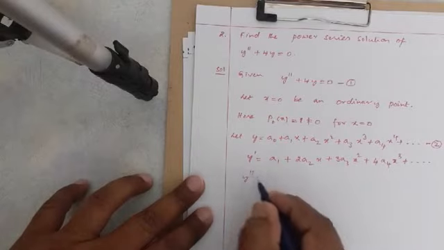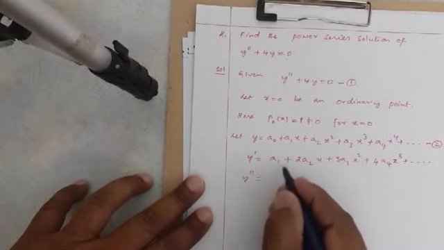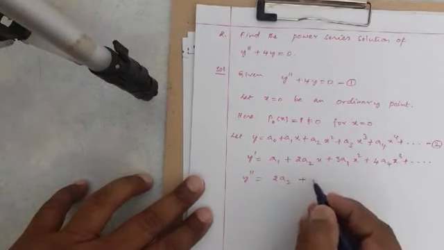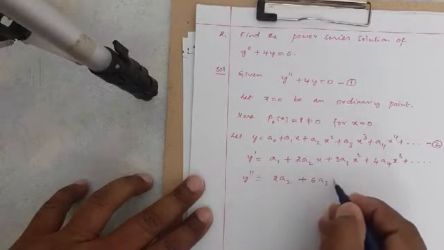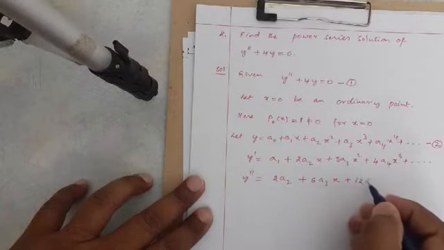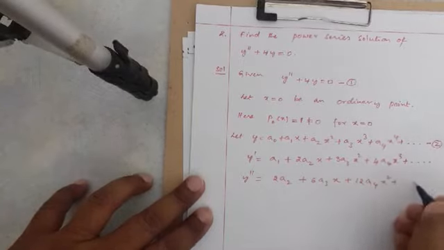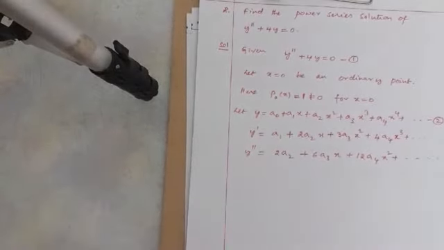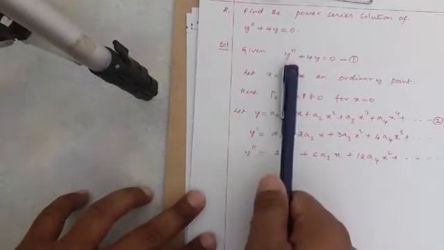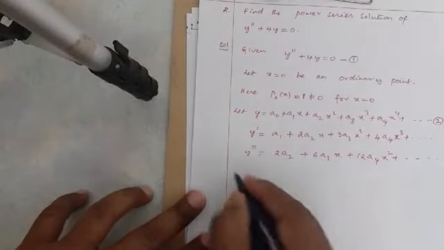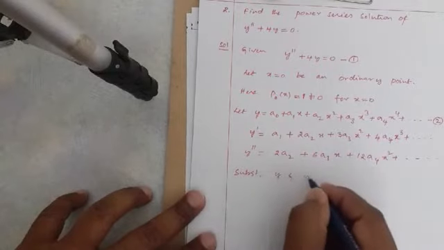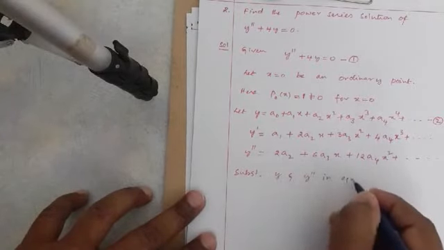Now when you differentiate y' again with respect to x, a1 becomes 0, the next term becomes 2a2 plus 6a3x plus, when you differentiate x³ here, you get 12a4x² plus and so on. So in this way we differentiate the solution of the given equation. Now here we require only y'' as well as y. So now substitute y and y'' in equation 1.